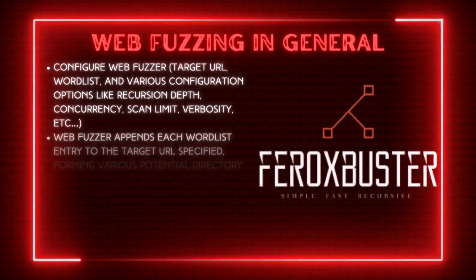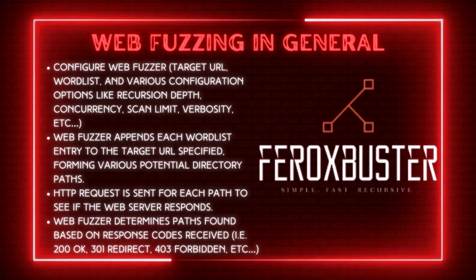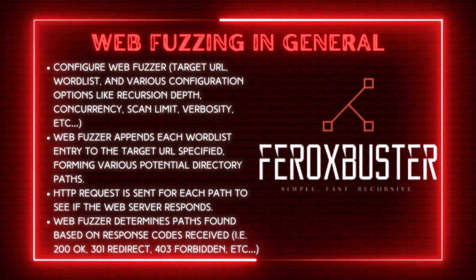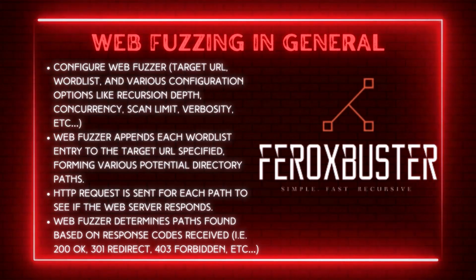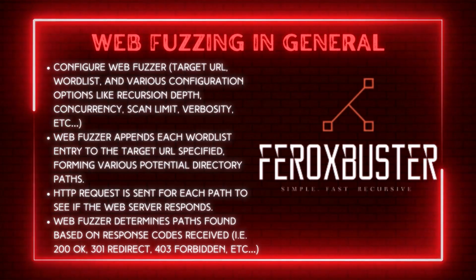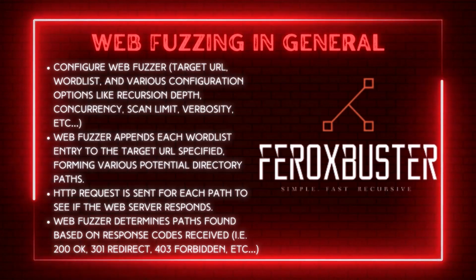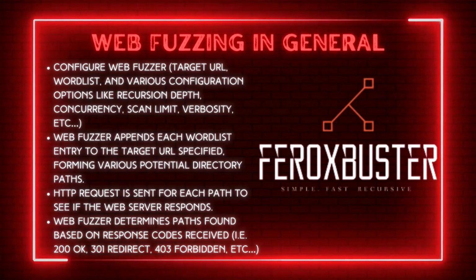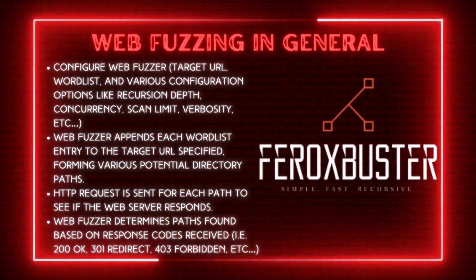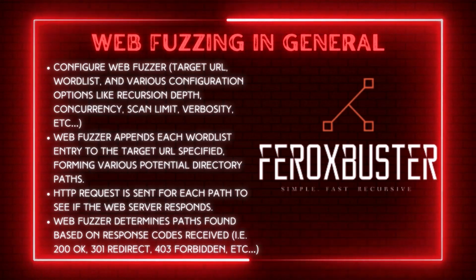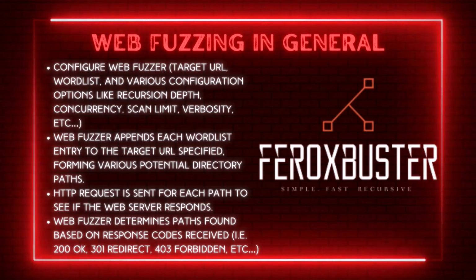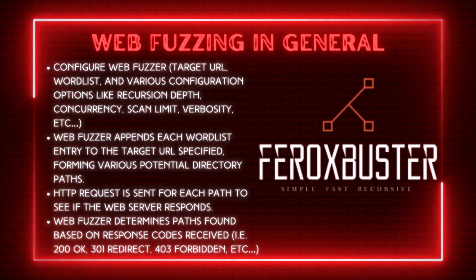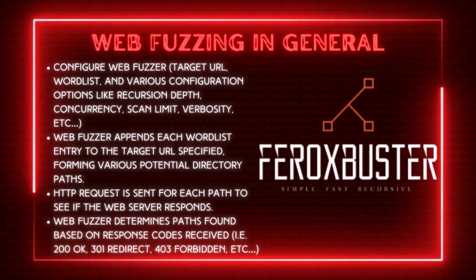A brief and general explanation of what a web fuzzer does: once it has been configured with the necessary information such as target URL, word list, and various configuration options like recursion depth, concurrency, scan limit, verbosity, etc., a scan can be initiated. The web fuzzer will then append each word list entry to the target URL specified, forming various potential directory paths. An HTTP request is sent for each path to see if the web server responds. The web server response will dictate what is detected by the web fuzzer.